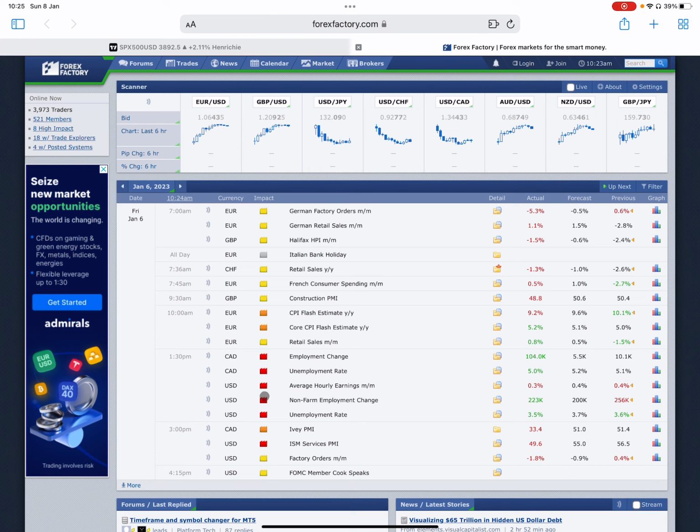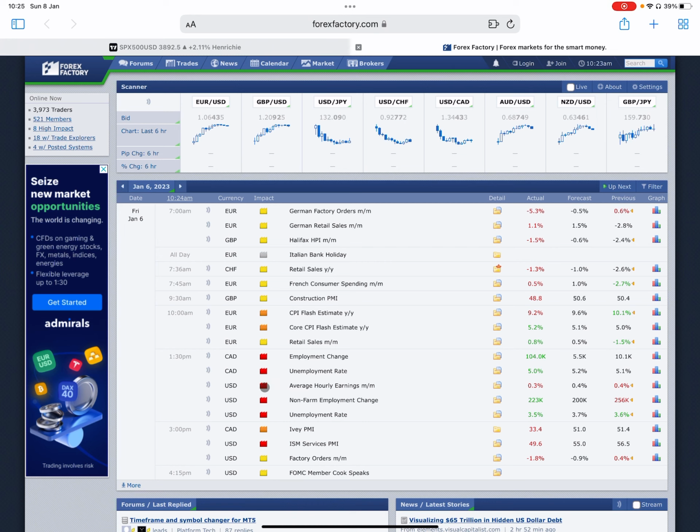So let's say, for example, you trade USD pairs or you trade things like EUR/USD, USD/CAD, NASDAQ, S&P 500, AUD/USD, and other USD pairs. Now, in a situation that on this Friday, January 6th, you're looking at the USD and you see this red here means high impact. So there's a high impact news at 1:30 p.m.